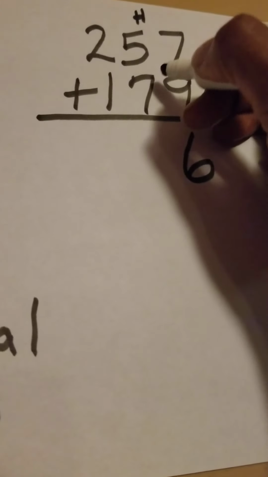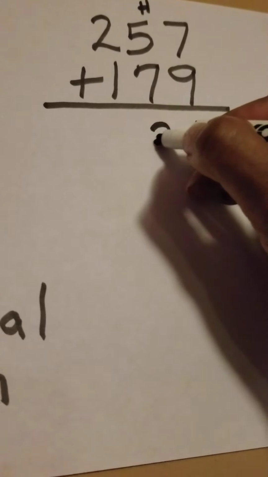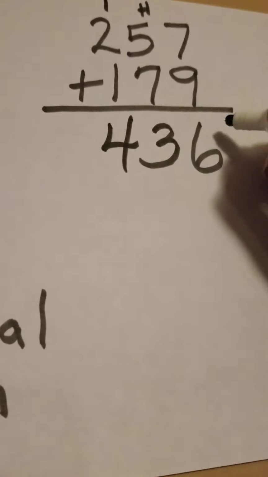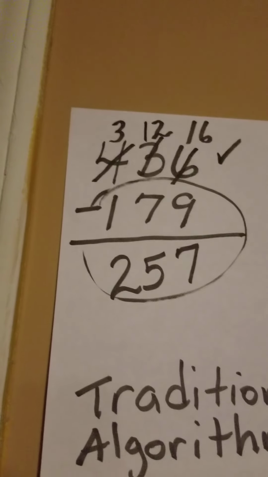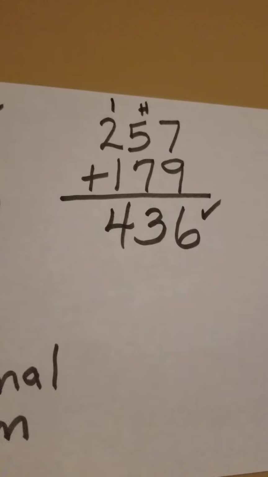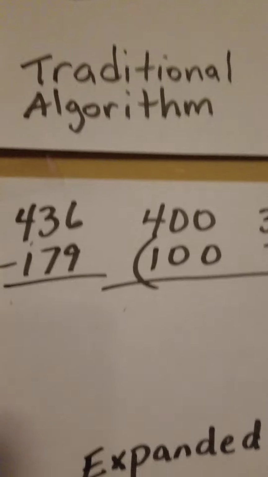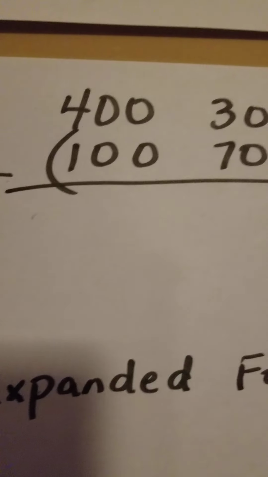7 plus 9 is 16. 5 plus 1 is 6. Plus 7, you double. 12 and 1 extra makes it 13. Carry the 1. 2 plus 1 plus 1 is 4. Check here, check here. So that's the traditional algorithm. Now, another strategy is the expanded form.